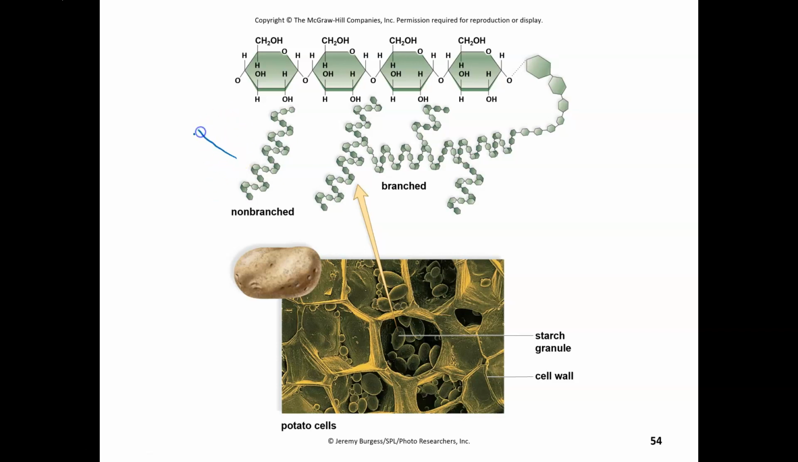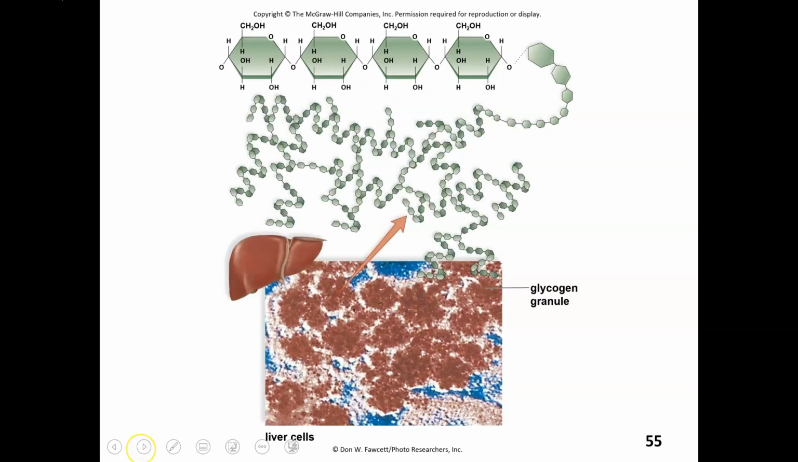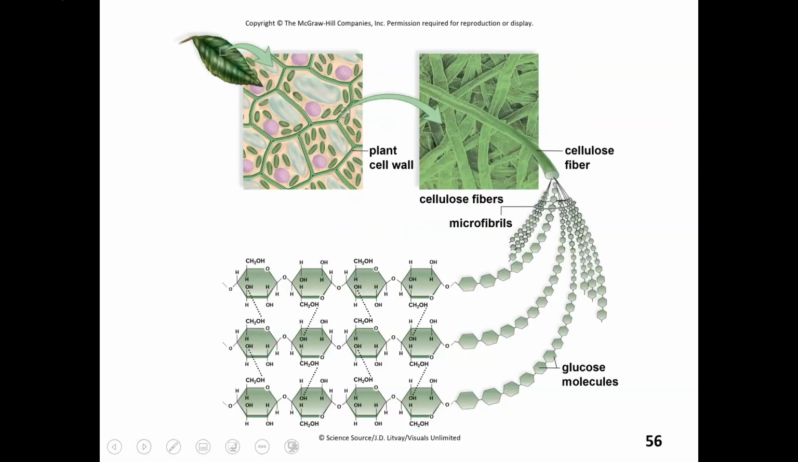And so this is just a figure showing what starch looks like, and how it's stored, okay? And then this is glycogen in animal cells. And then there is your cellulose.